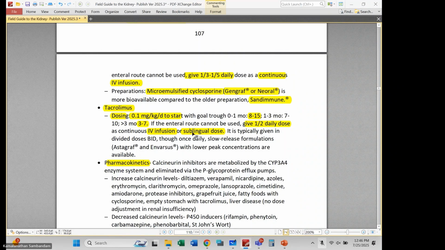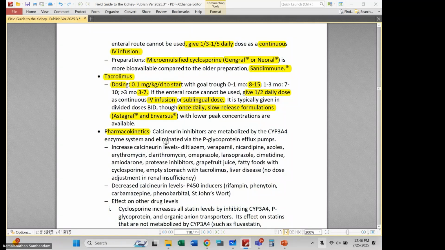Okay, there are once daily slow release formulations. Astagraf and Envarsus are those names. They lower the peak concentration. You typically follow the same trough for those drugs. Okay, peaks might be associated with that higher tremor, okay, that patients can experience with calcineurin inhibitors, those higher rates of tremor. So some people say the main advantage of these once daily dosing are in the ease of dosing as well as perhaps some less neurotoxicity. Okay.